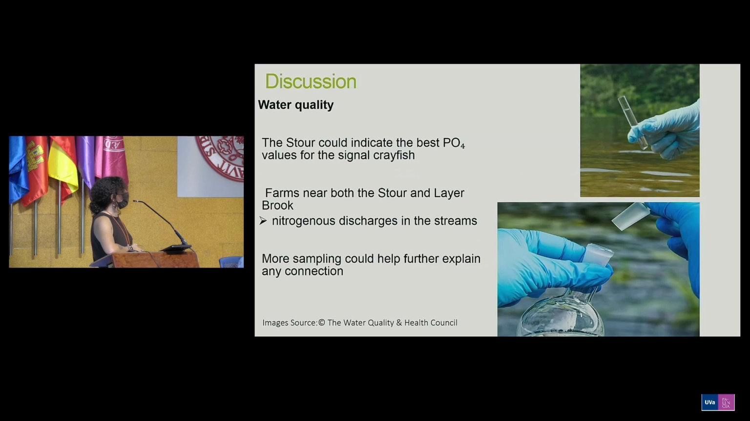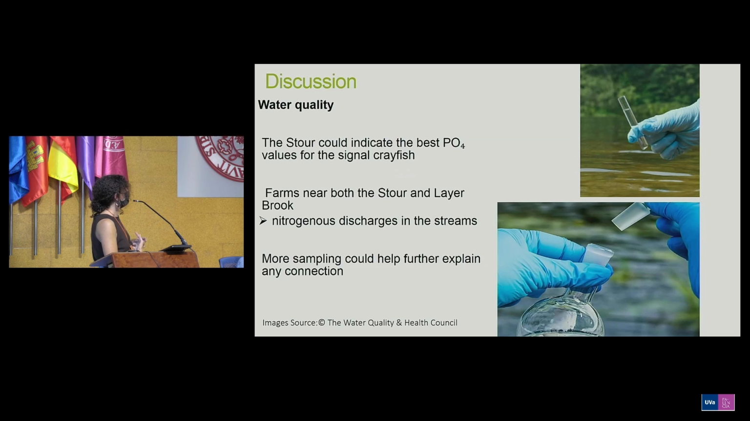So, to discuss water quality. The correlation that we found between phosphate and crayfish abundance in the Stour could perhaps suggest the most adequate phosphate values for the species. However, more sampling would need to take place in order to confirm this idea.